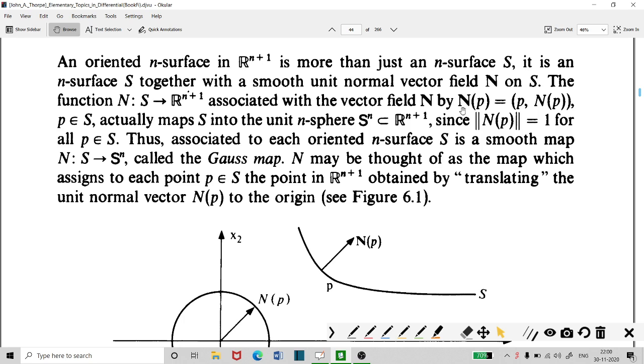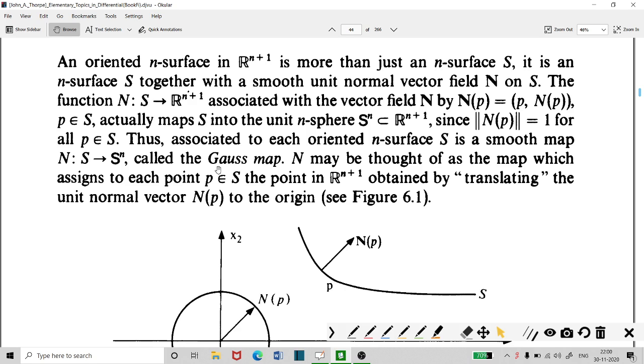Then this N assigns to every point p of the surface a unit normal vector N(p). So this is the corresponding vector. Then the map N from S to Rn+1 assigns at each point of S a unit normal vector N(p), like this vector field. That is always an element of Sn, because the norm of this vector is 1, so each N(p) is an element of Sn. This map is what we call the Gauss map.